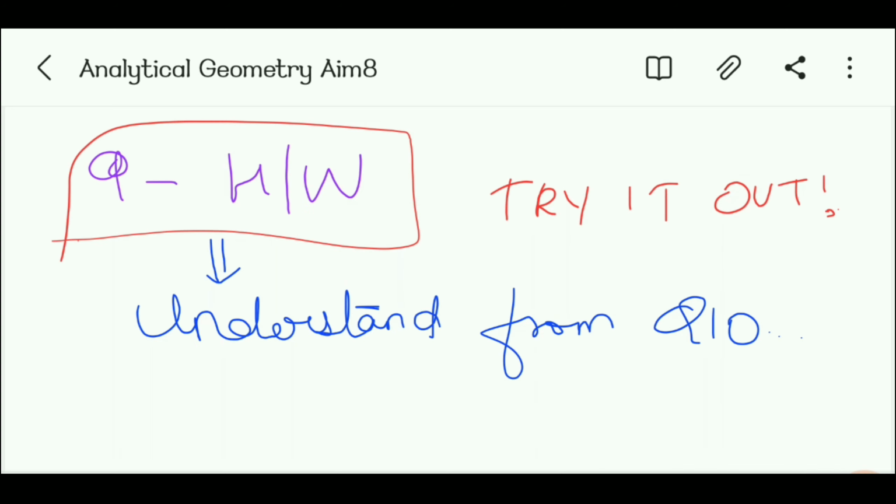Actually I'm giving the 9th one as homework because you can try it out, as it's the same as question 10. So I will do question 10. After viewing that, you can do the 9th one very easily. So take it as homework.